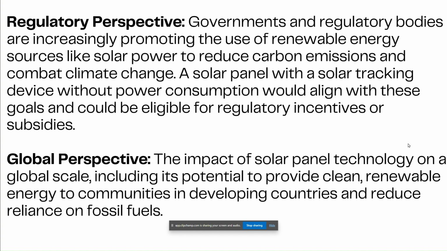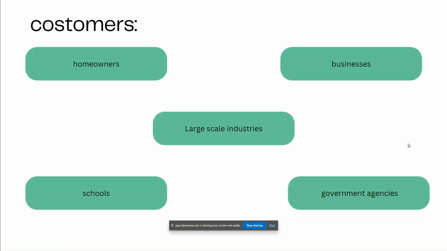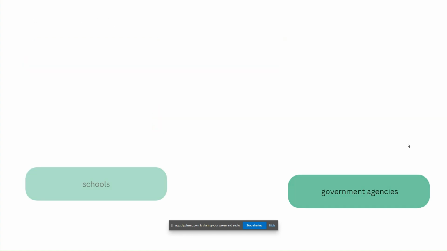Before I introduce who the customers are, let me explain who a customer is. A customer is the one who is in need of a product and who can pay to afford the product. So these are the customers for our problem statement: the homeowners, businesses, large scale industries, schools, and government agencies.